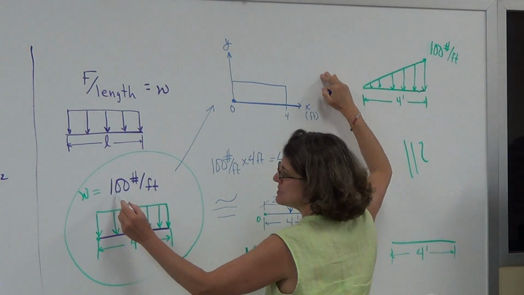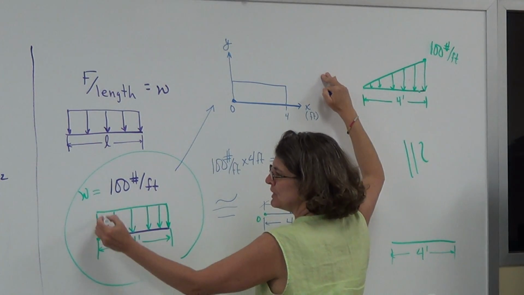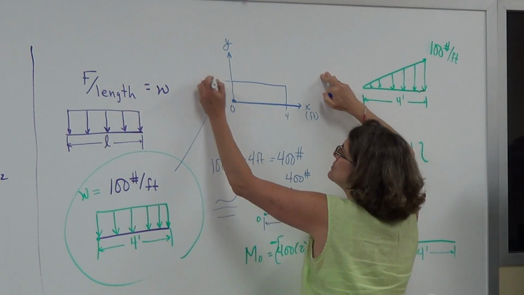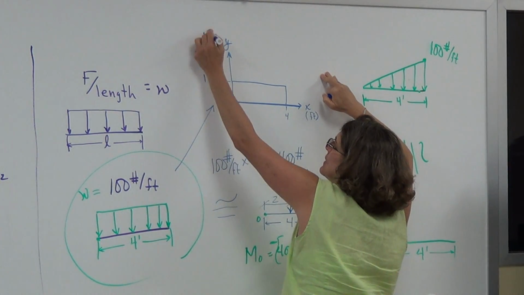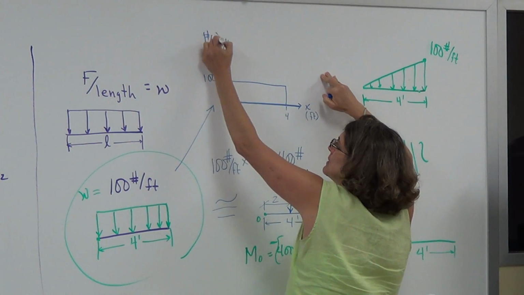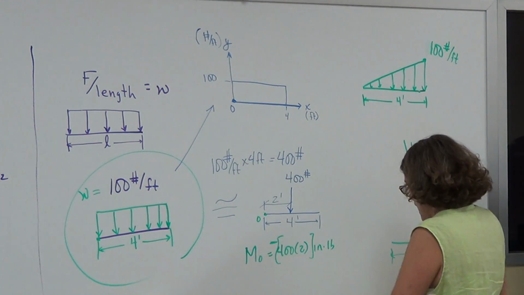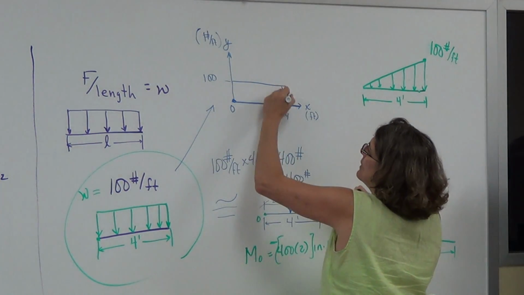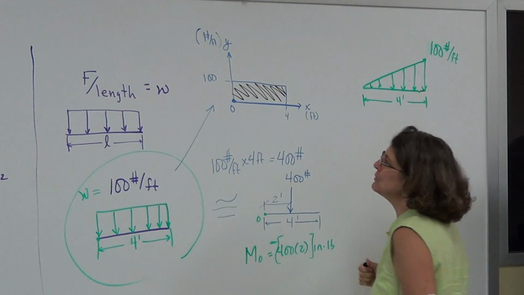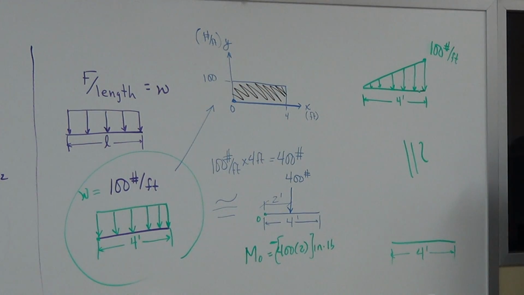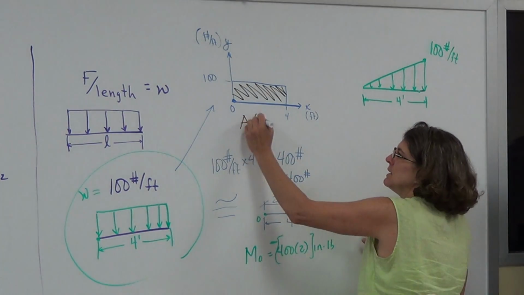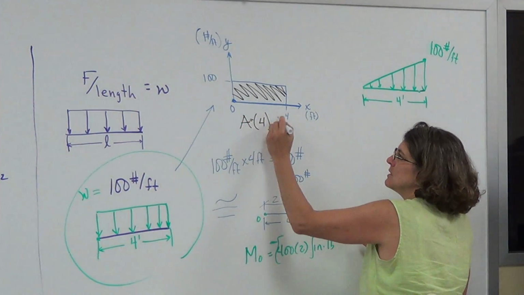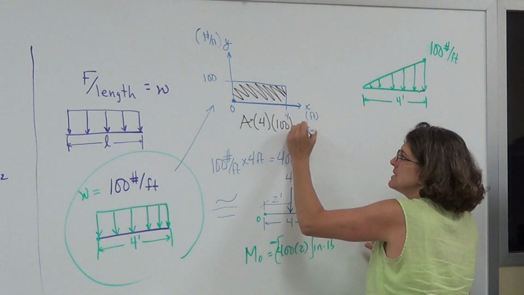And what about this? This is 100 pounds per foot. That's really the height of this. So this right here is 100, and the units are pounds per foot. How would I find out what this area is in here? I would multiply the height times the base, right? So the area would be 4 base times height, and it comes out to be 400.